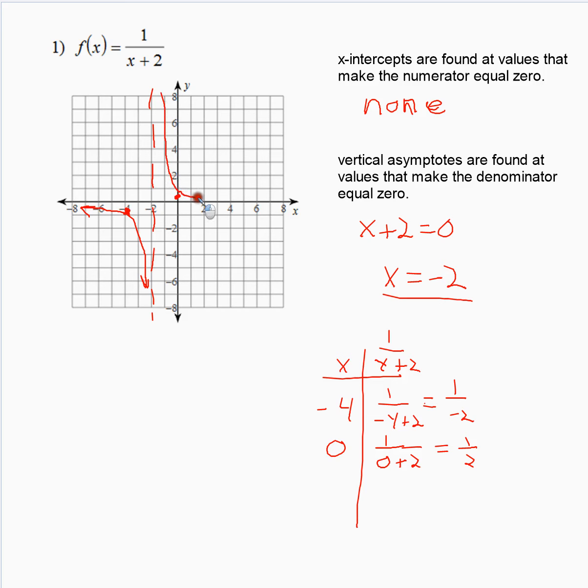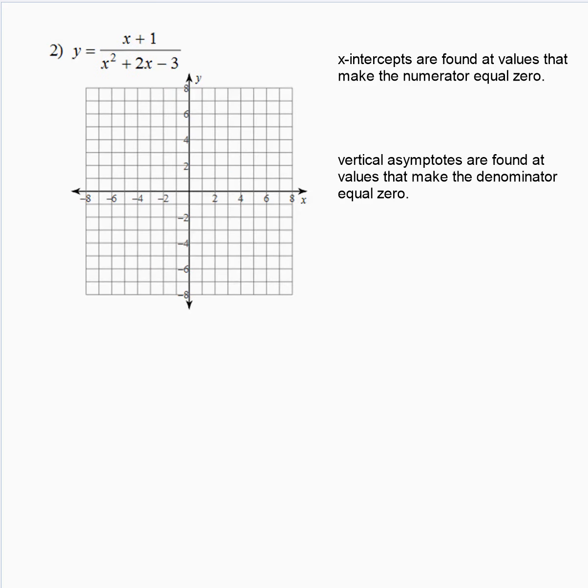So that was a little shady on that graph. But it comes down, goes through our point, and has a horizontal asymptote. So that's a basic sketch. It is a bit messy with this program here. Our next one is similar.